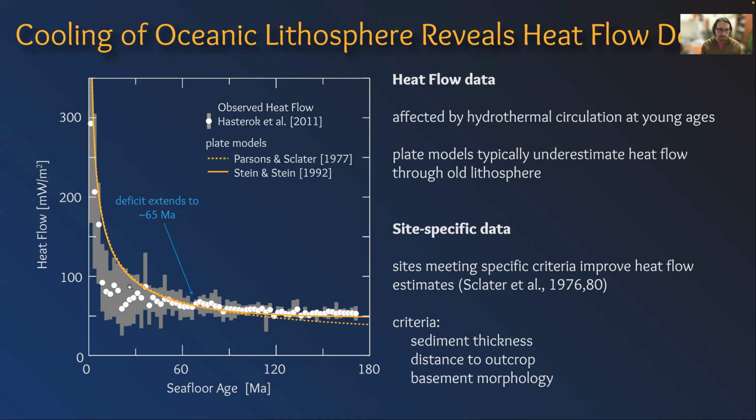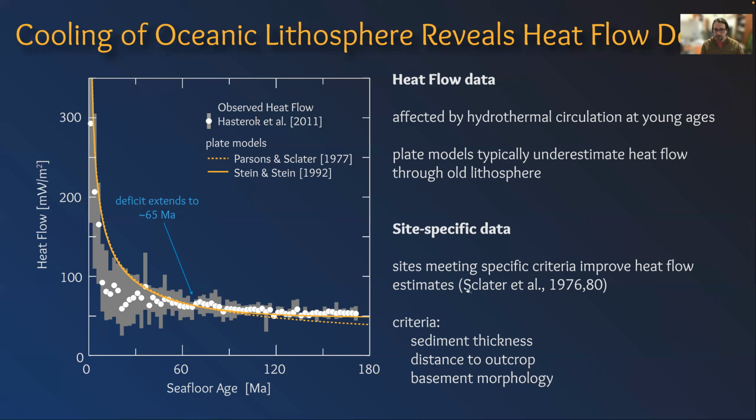Now, if you look at these plate cooling models for the oceanic lithosphere, you'll notice that there's a big difference between these models and the observed data. Now that gap, like I said, is due to that hydrothermal circulation effect that Clive Lister noticed many years ago. And that deficit extends out to about 65 million years.